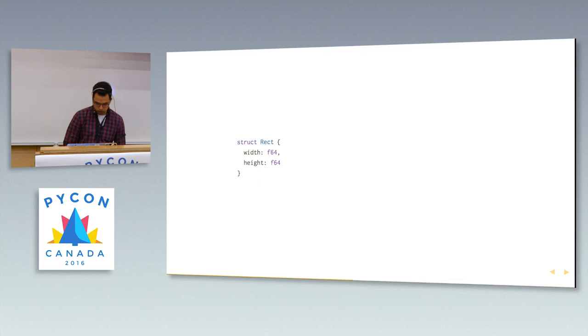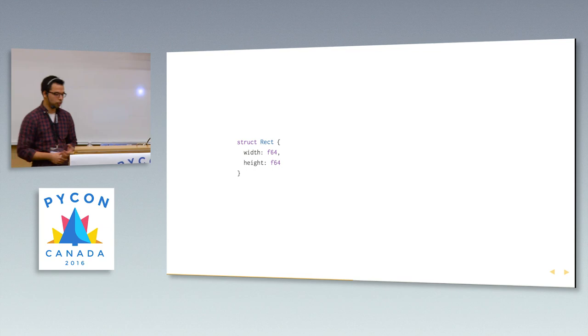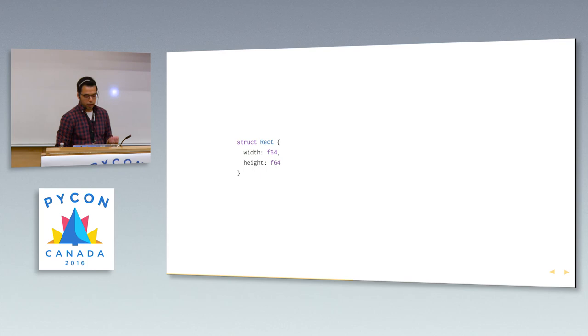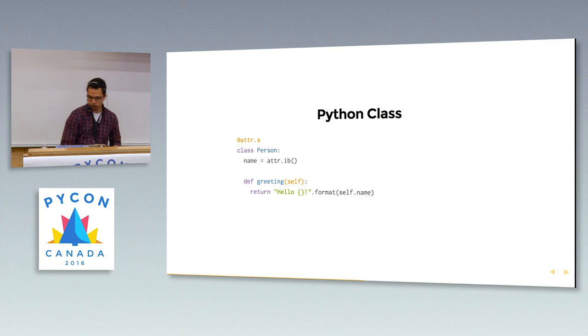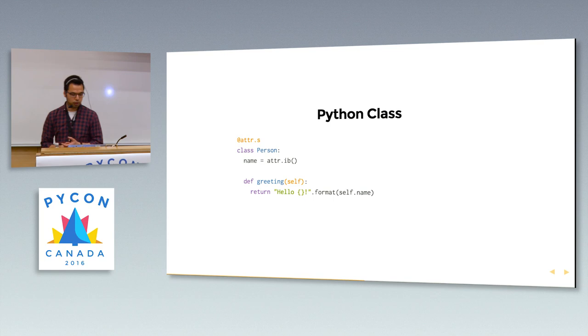But the main way to create more complex data structures in Rust is by using a struct. So this is similar to how you would do it in C. Here's an example of a rectangle with two fields, the width and the height. And structs don't have methods associated with them. They only have the data. And in Python, normally you're used to using classes where you can put both the data and all the methods and functions associated with it.